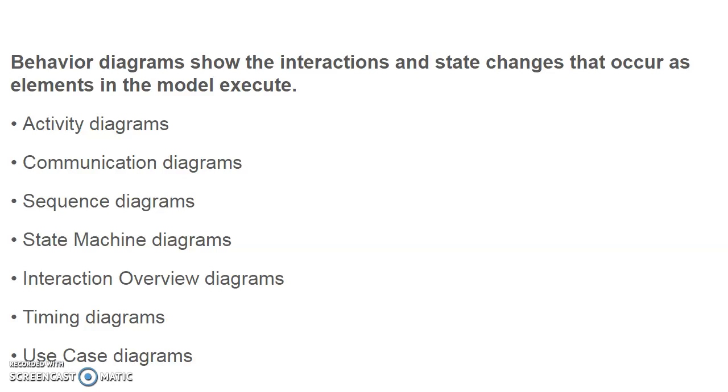The next one will be timing diagrams. It essentially combines sequence and state diagrams to describe an object's various states over time and the messages that alter the object's states. The last one will be use case diagrams. It will capture the interaction between the system and its environment. It also includes users and other systems.